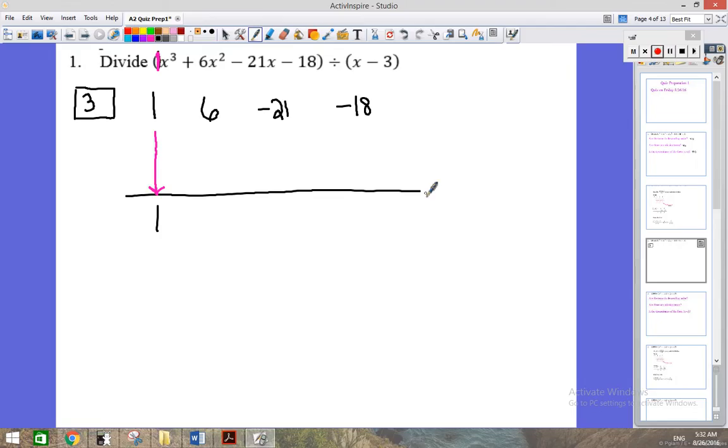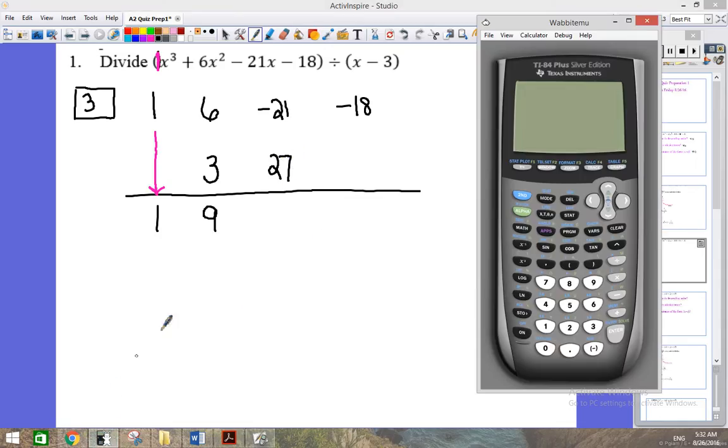So 3 times 1 is 3. We write it underneath the next column. We add these together. This number is below the line. We multiply it by 3, the number in the box. 3 times 9 is 27. We write that underneath the next number. We add these numbers together.